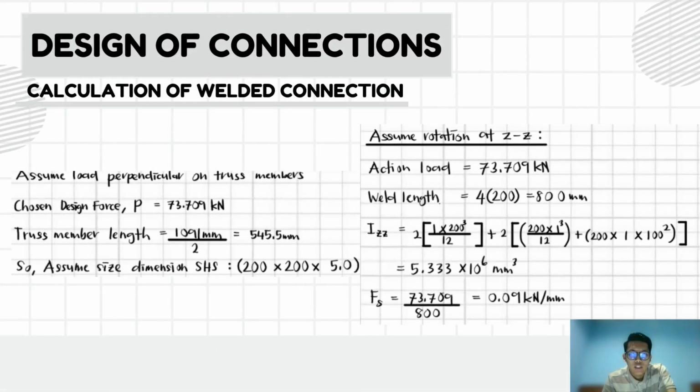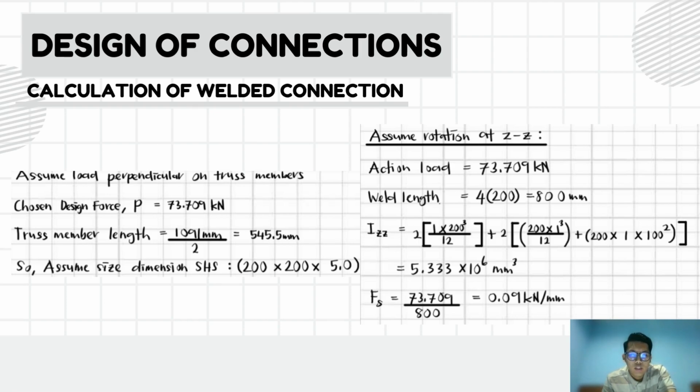Okay, next I will explain about the design of connection, which is the calculations of welded connection. The first one, we assume the load is perpendicular on the truss member, which is the chosen design force P equal to 73.709 kilonewtons. The truss member length, which we take from the column to the point load, is equal to 545.5 mm. And then we assume the design that we need to choose is a square hollow section.